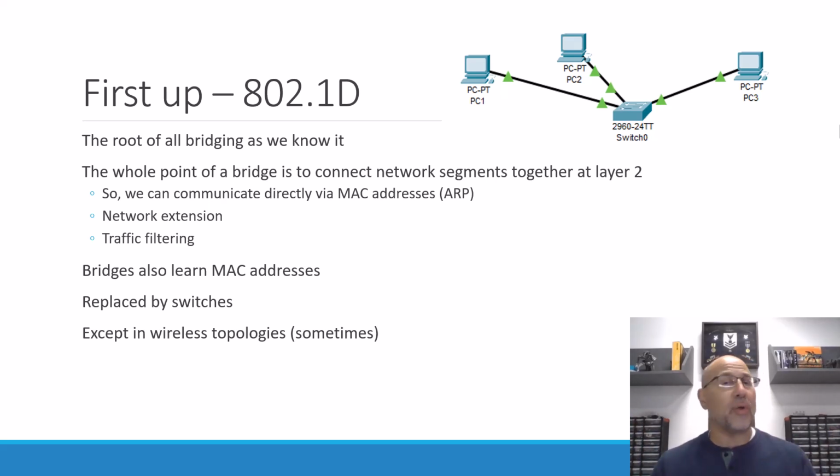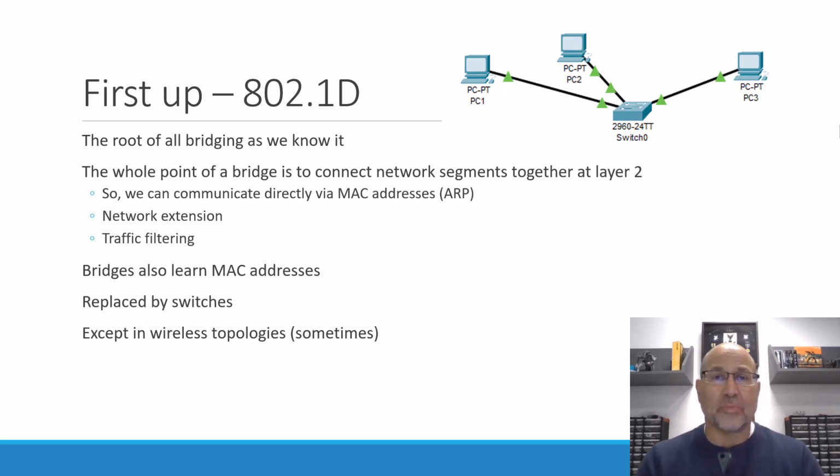Now, when we do that, we get a whole bunch of benefits. Previously, we were doing hubs or repeaters. Now, the bridge makes decisions based on MAC addresses. It has a source address table. It stores the MAC addresses that it knows or that it learns because it's watching the traffic.